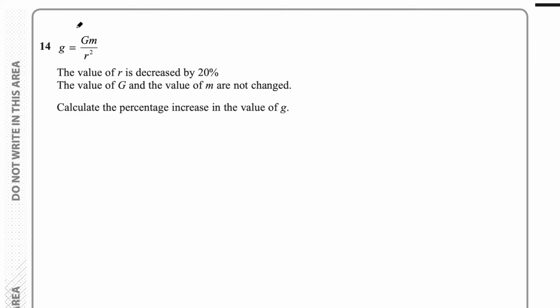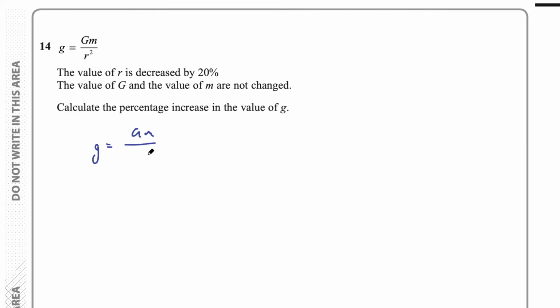Question 14 starts off with the formula and it says the value of R is decreased by 20%. The value of G and the value of M are not changed. Calculate the percentage increase in the value of G. If we were to decrease R by 20%, that's the same as multiplying by 0.8. So let me just write this out again.